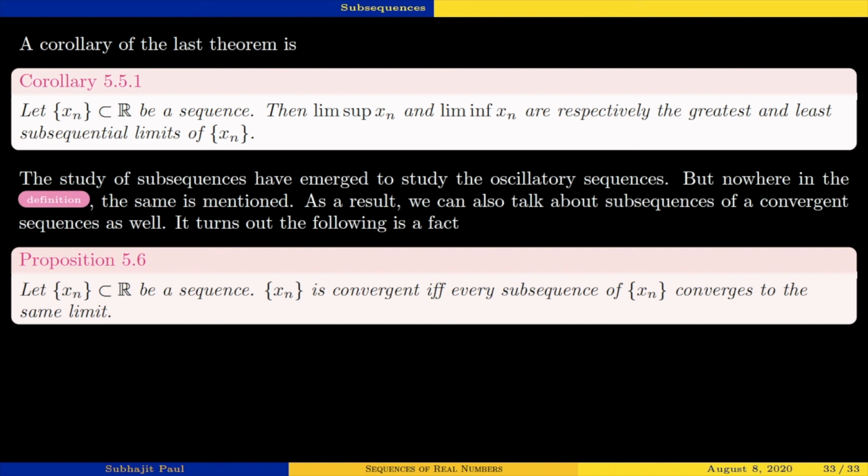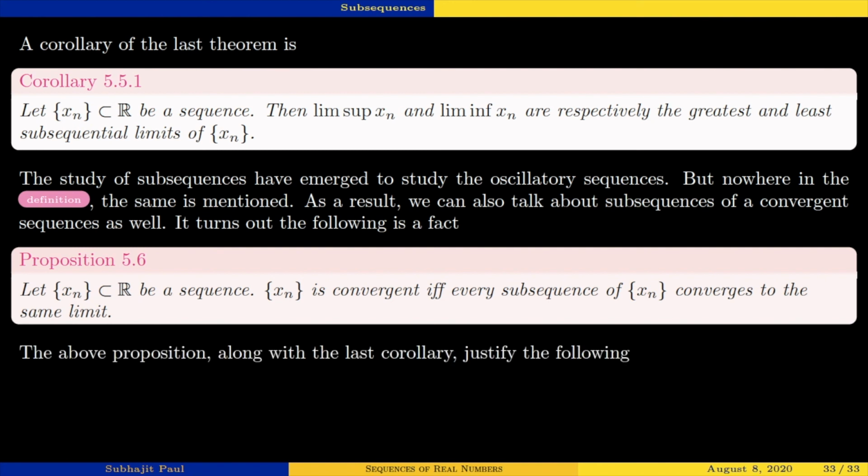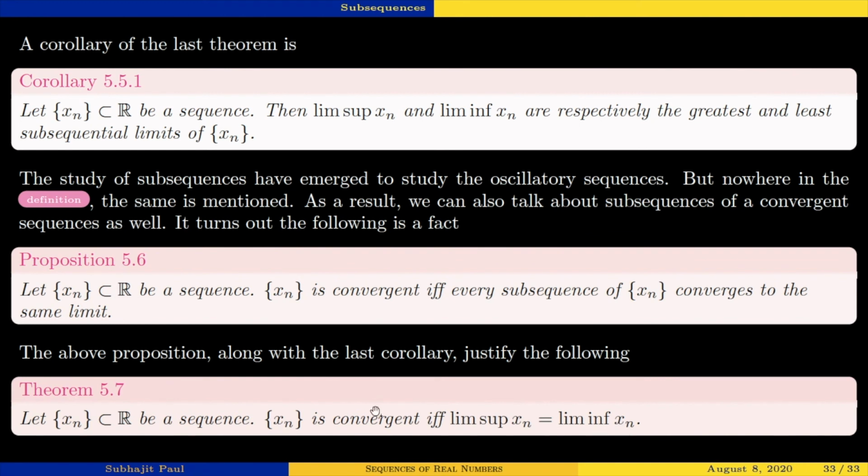So a corollary to this, the above proposition along with the last corollary, justifies the following. Let xn be a real sequence. Xn is convergent if and only if lim sup of xn is equal to lim inf of xn. What does this corollary say? That lim sup is the highest subsequential limit. There is a subsequence converging to lim sup, and there is a subsequence converging to lim inf as well. This is the smallest subsequential limit.